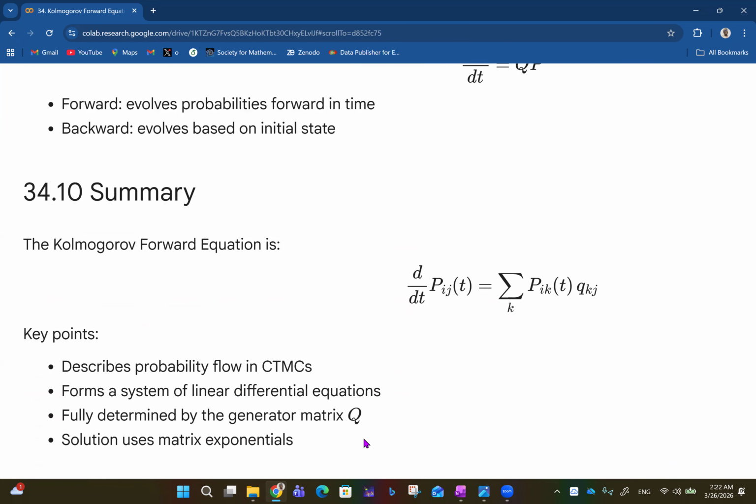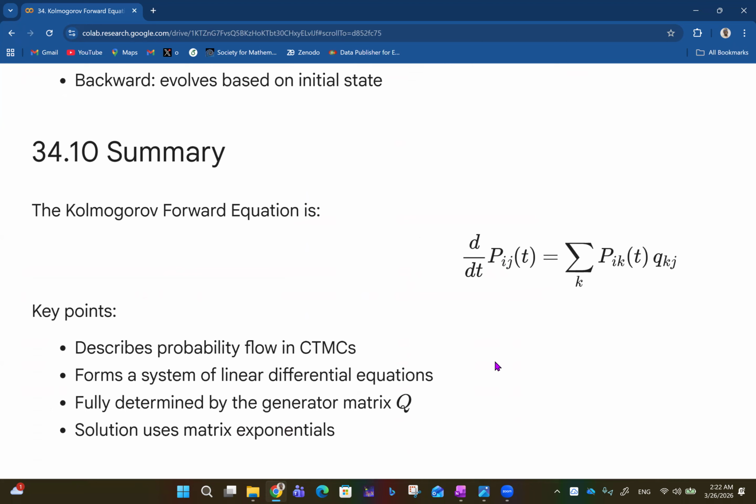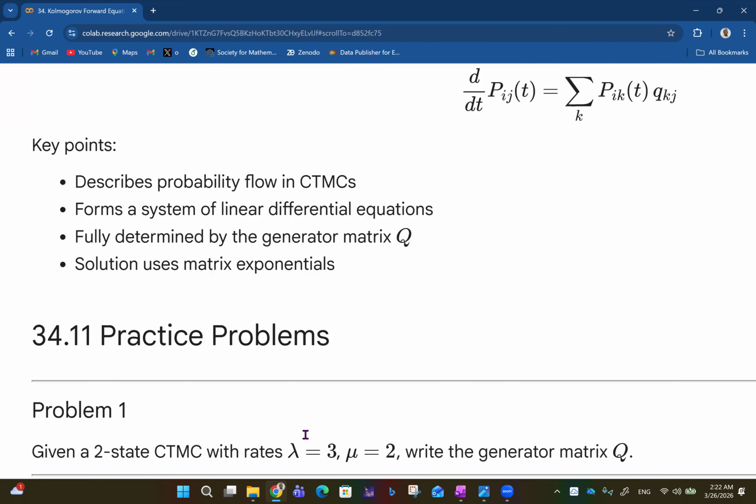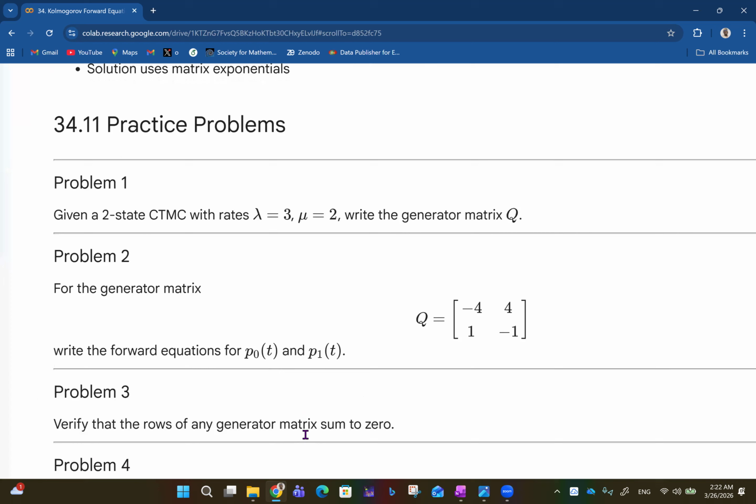Okay, so in summary, we see that the Kolmogorov forward equation is d/dt of P_ij(t) equals the summation over k of P_ik(t) Q_kj. The key points are that it describes probability flow in continuous time Markov chains, forms a system of linear differential equations, is fully determined by the generator matrix Q, and the solution uses matrix exponentials. So we then have some practice problems.